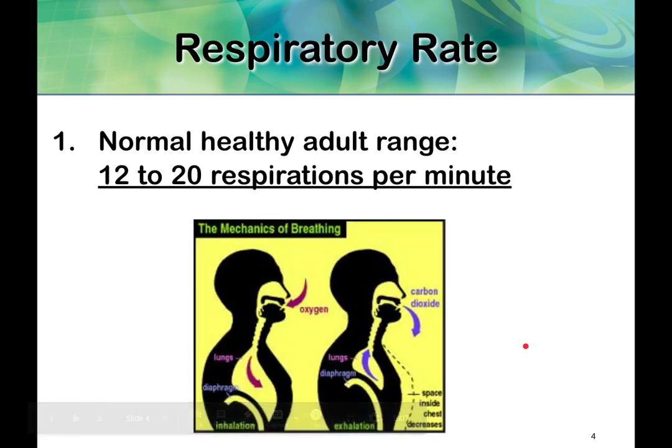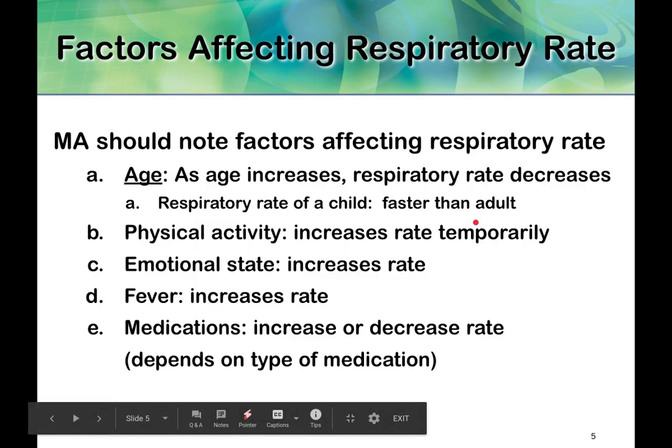The normal range for a healthy adult is 12 to 20 respirations per minute. So make sure you memorize that.